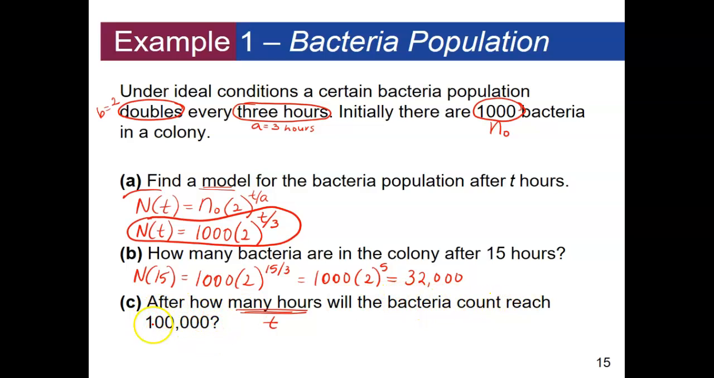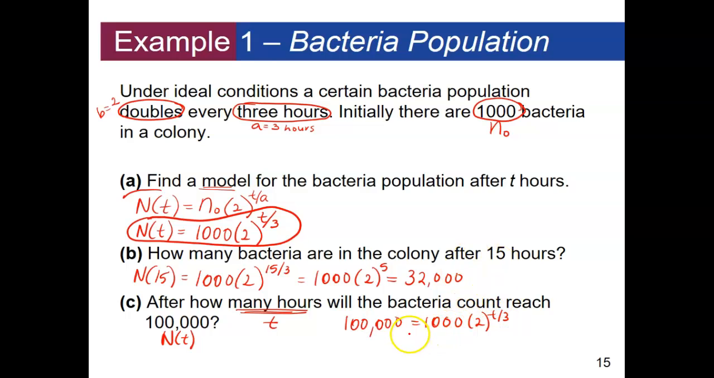So after how many hours will the bacteria count reach 100,000? This is the amount of bacteria after a certain number of hours, so this is going to represent our N of T. This is going to go here, and we're going to be asked to find the T. So when I set this up, I'm going to put 100,000 in the place of this N of T equals 1,000 times 2 to the T over 3.